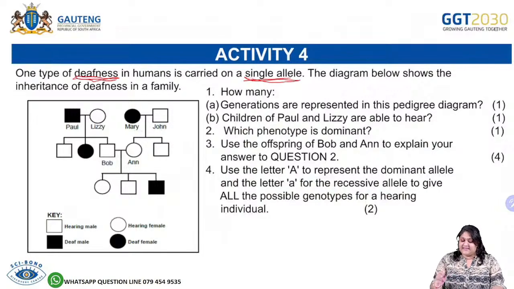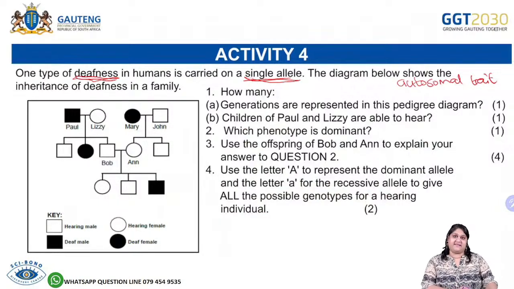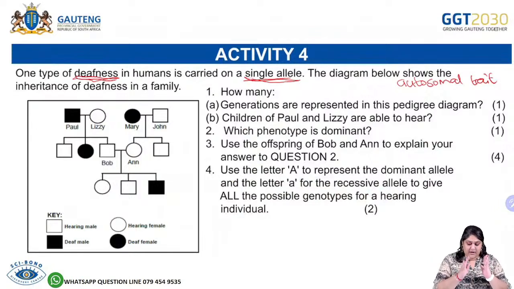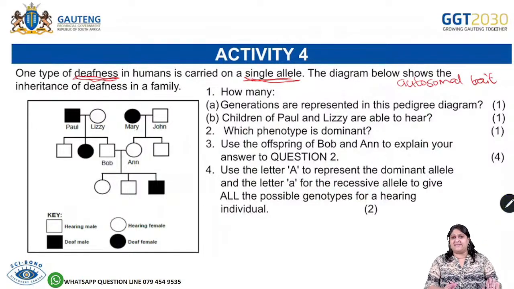Does it tell you that it's sex-linked? Is there any indication here that it's sex-linked? Have they given you the alleles? No, they have not. So we must already know that this is an autosomal trait. Write it down for yourself, that it's an autosomal trait. Okay? So we are not having X's and Y's, grade 12. Just because there are males and females in here, it doesn't mean that it is sex-linked.